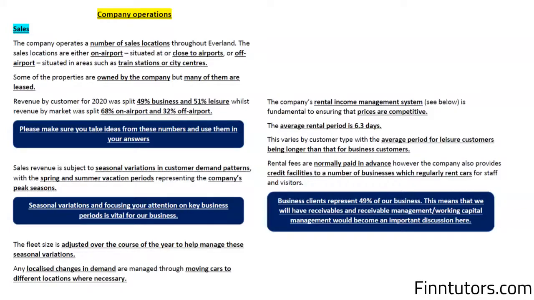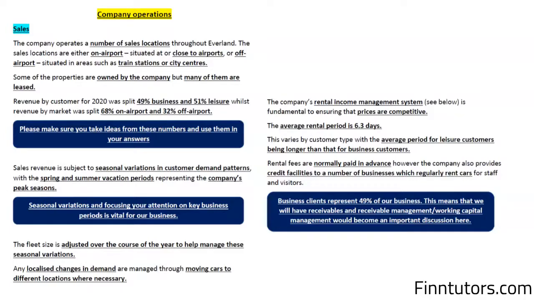The company's rental income management system is fundamental to ensuring that prices are competitive. So you have an income management system that is fundamental to ensuring prices are competitive, because we know this market is very, very competitive. There are big players who are always going to offer better services at cheaper prices. You have been able to survive because of your local credentials, because of your quality customer service, and that is why you charge a little bit higher than your normal dealers.